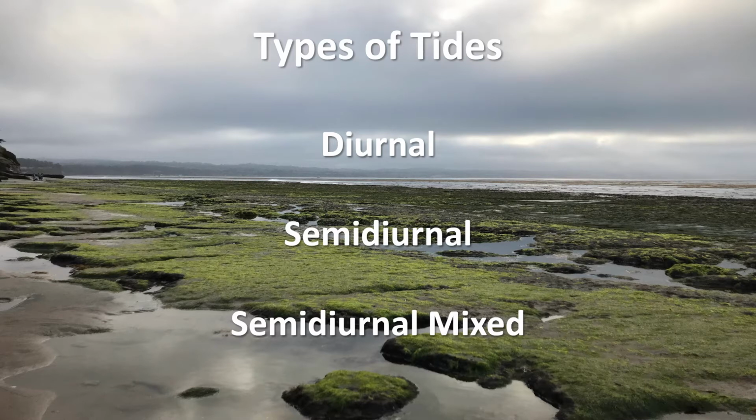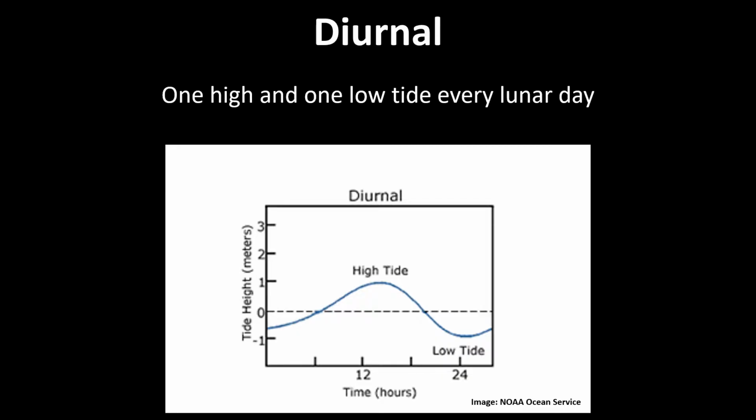There are three types of tides: diurnal, semidiurnal, and semidiurnal mixed tides. A diurnal tide is an area that has one high and one low tide every lunar day. Many areas in the Gulf of Mexico have these types of tides.